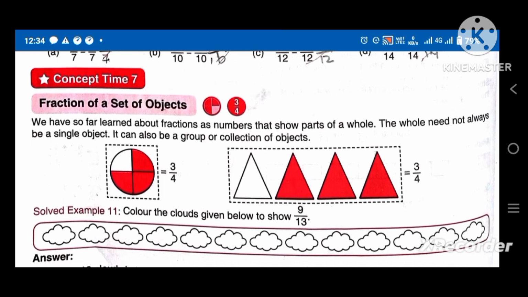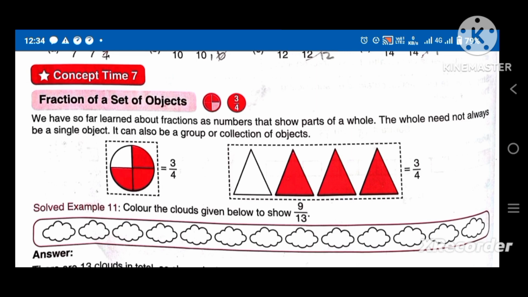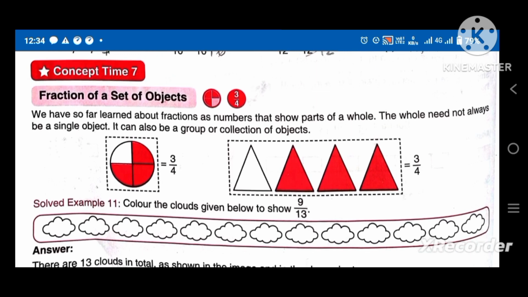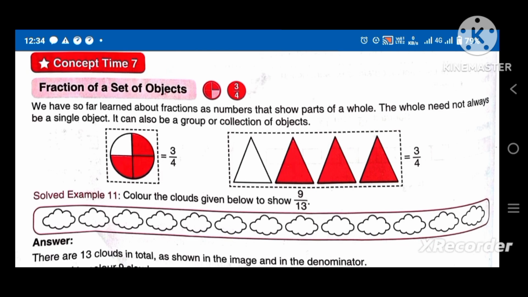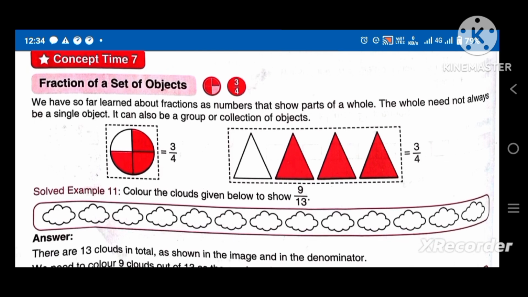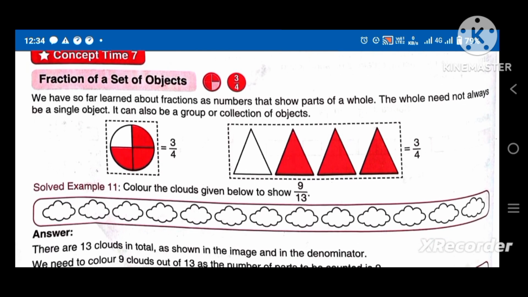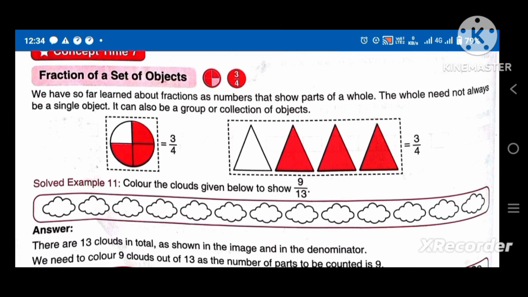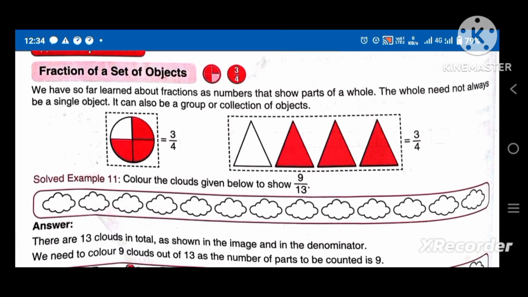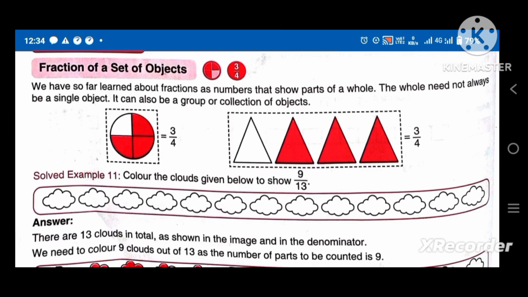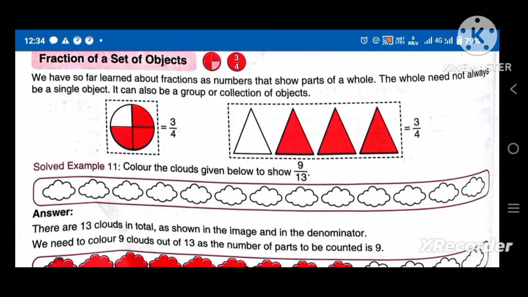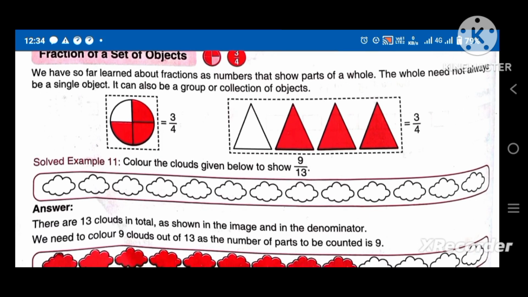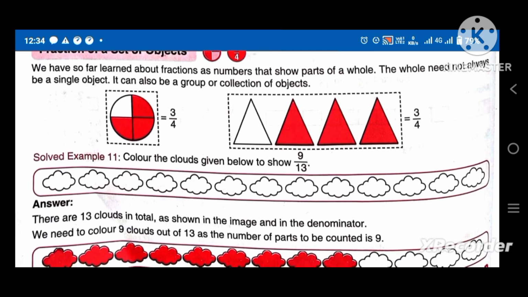Solved examples. 11. Color the clouds given below to show 9 by 13. Here 13 clouds are there. We can shade 9 clouds. Answer. There are 13 clouds in total as shown in the image, and in the denominator we need to color 9 clouds out of 13 as the number of parts to be counted is 9.